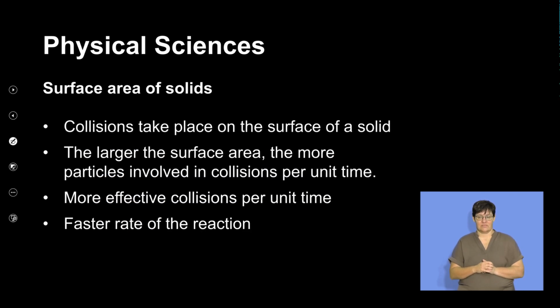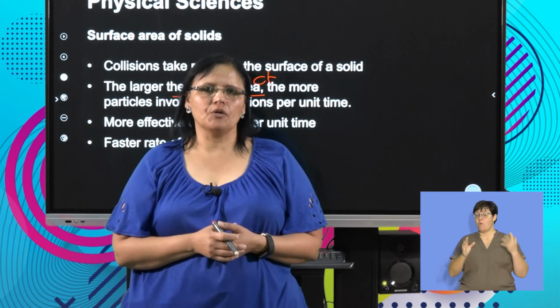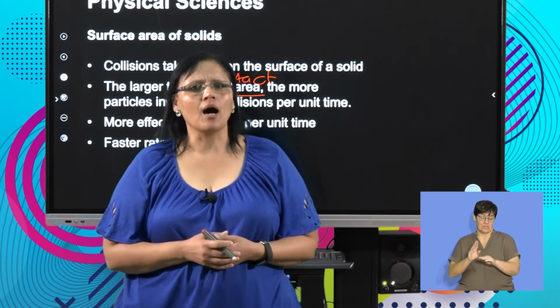So, with the collision theory, we can now say an increase in surface area will increase the rate of the reaction, because the larger the surface area, this is the contact area, the more particles are involved in the collision. So more collisions per unit time, more effective collisions per unit time, and that leads to a higher rate of reaction.